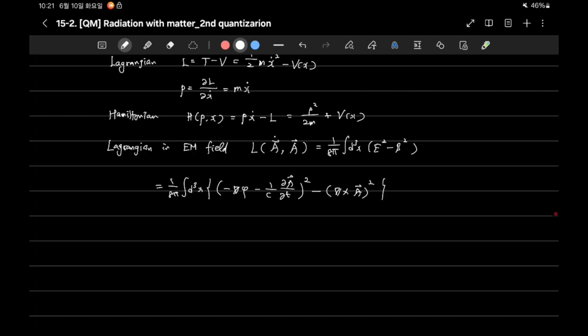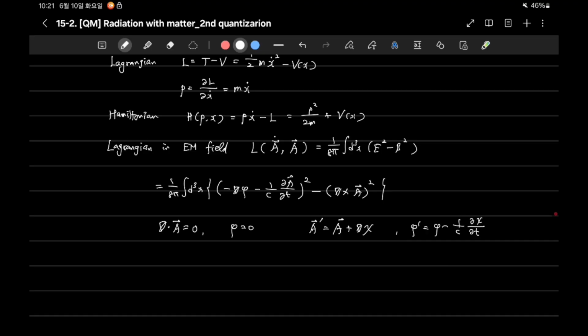We already know the Coulomb gauge, where we satisfy divergence A equal to 0, and let's set the scalar potential equal to 0. Also, under the gauge transformation, the vector potential becomes A plus gradient chi, where phi prime is phi minus 1/c partial chi partial t, and the fields are invariant. We call this gauge invariance.